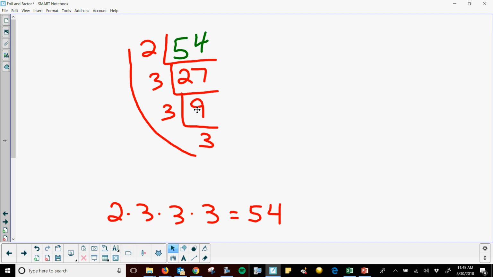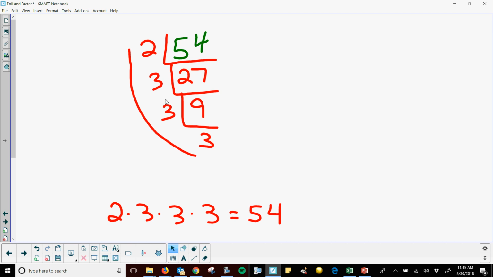9 divides by 3. I don't need to go back to 2 because if this doesn't divide by 2, this is not going to divide by 2. Divide by 3, and I get 3. Once this is another prime number, and it can't be broken down anymore, that's where we stop. All the stuff that got boxed off here, we don't need those numbers anymore. It's just these numbers on the outside. Those become my prime factorization.